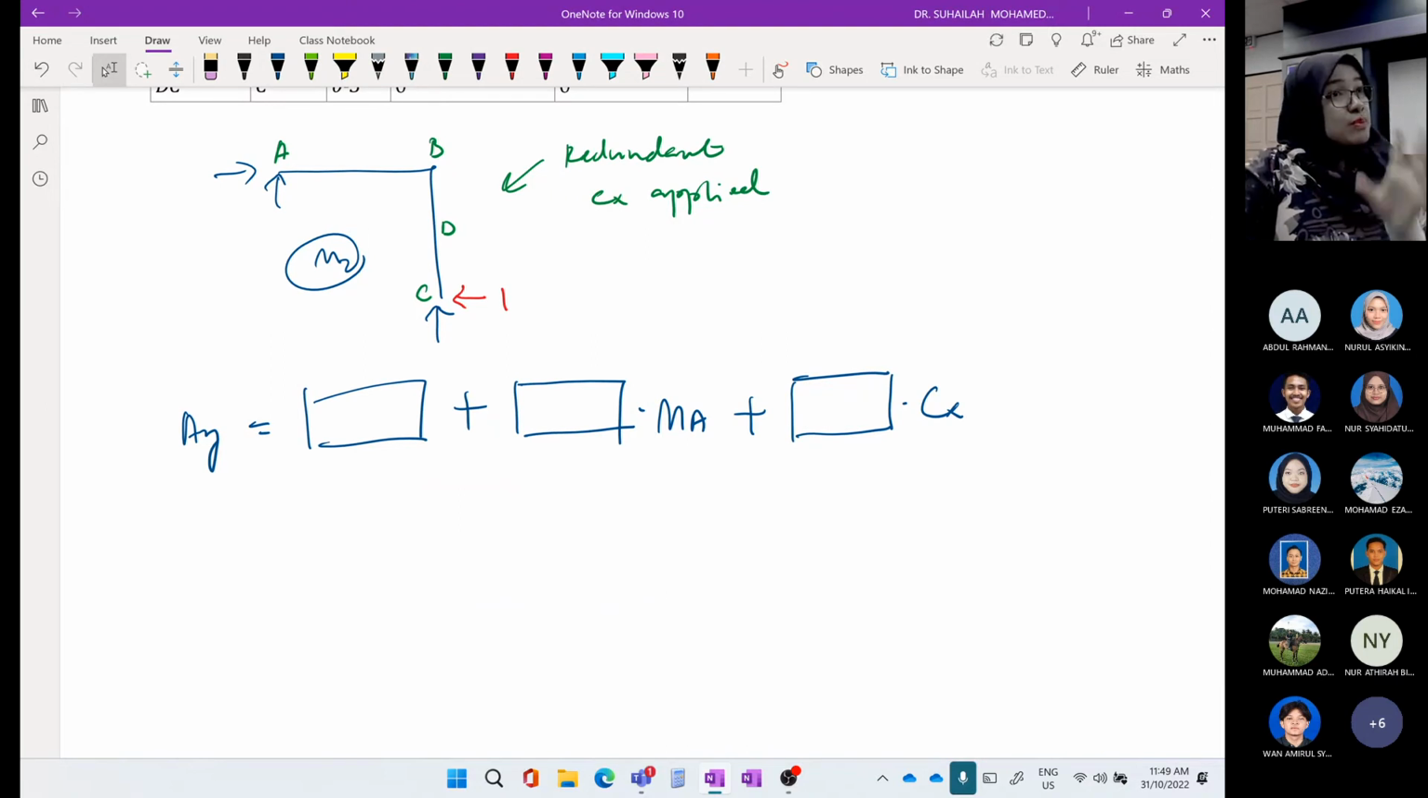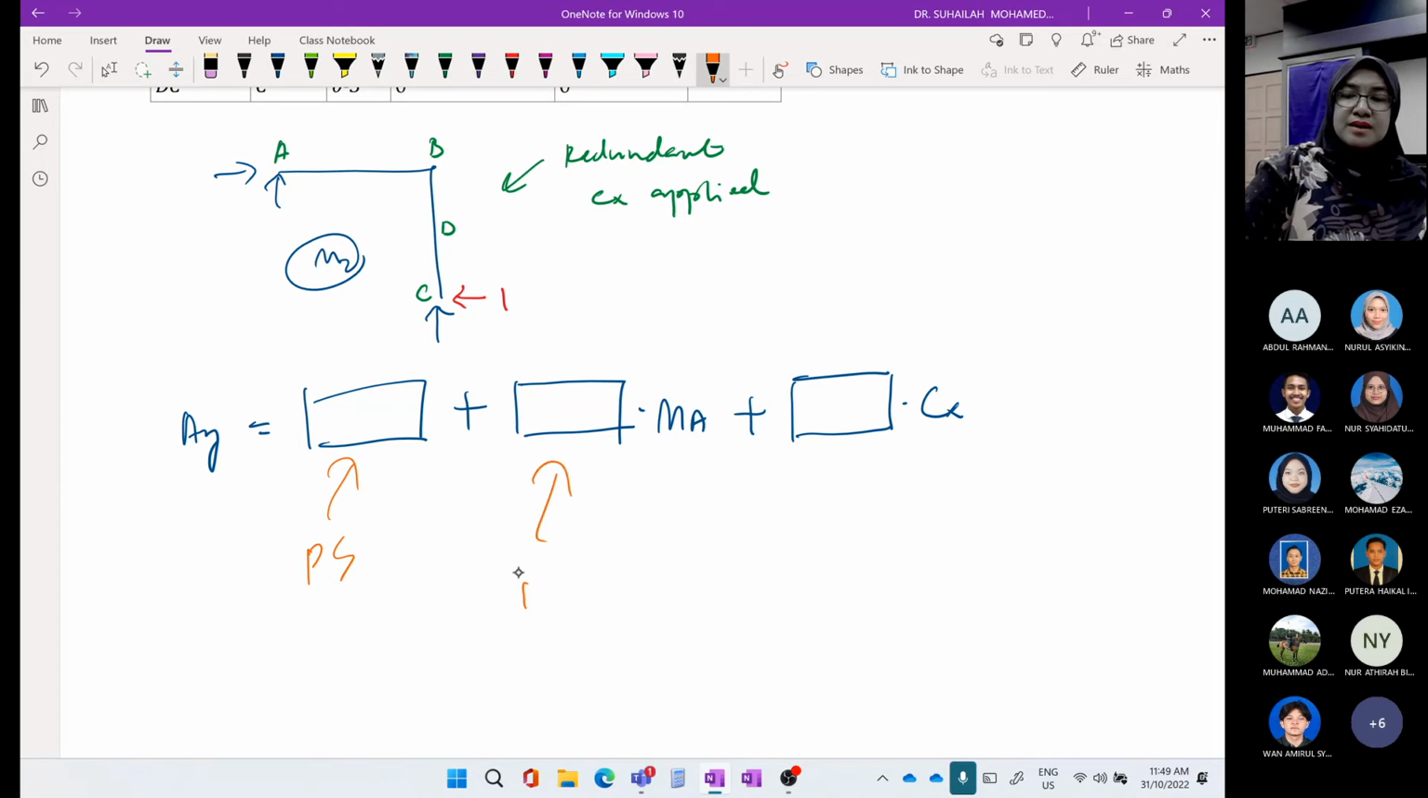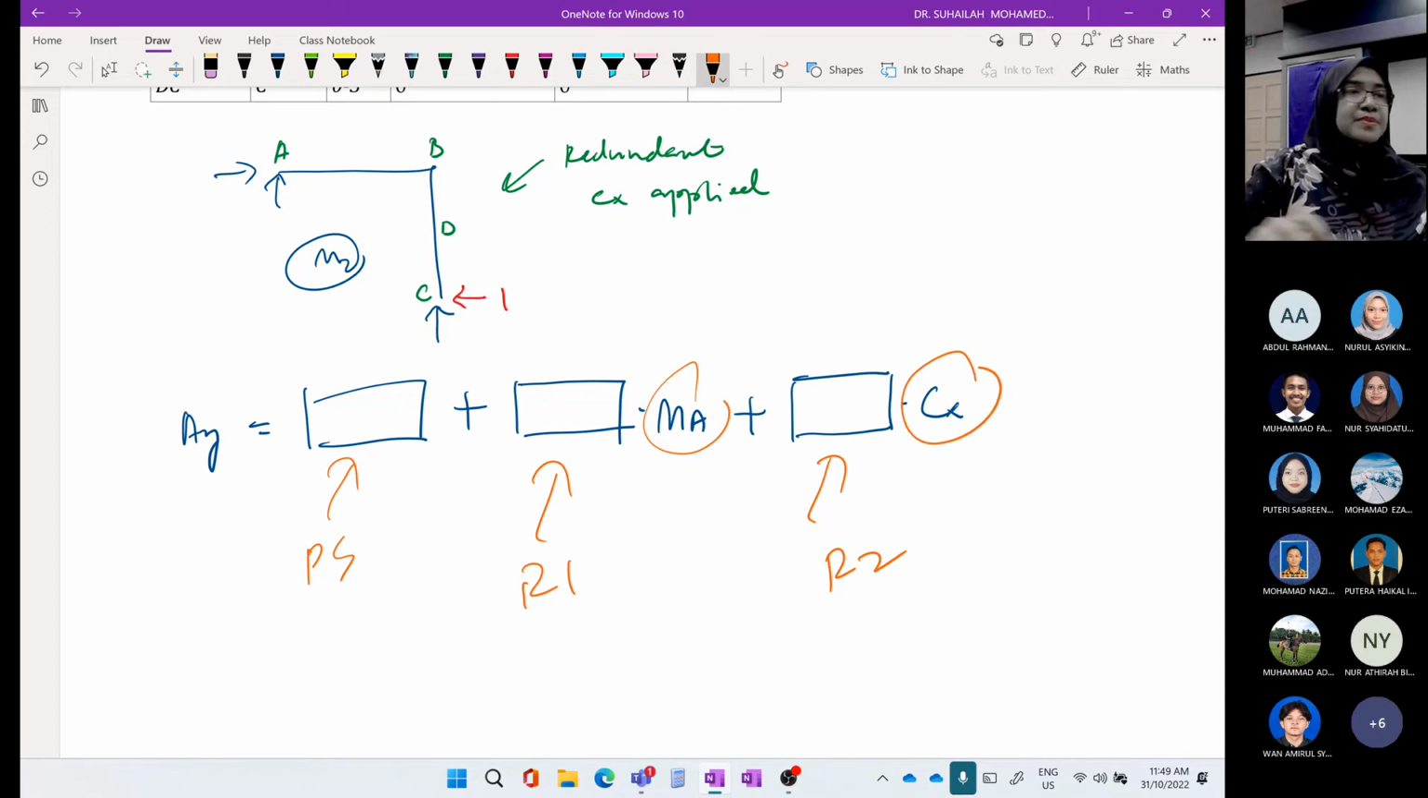This uses the principle of superposition, because we have 3 systems: this is primary, this is redundant 1, this is redundant 2. Redundant cannot stand alone, it must be multiplied by the redundant. Once we get MA and CX, fill in here. So we can continue to calculate the remaining reactions using the principle of superposition, which is easier than using equilibrium equations.